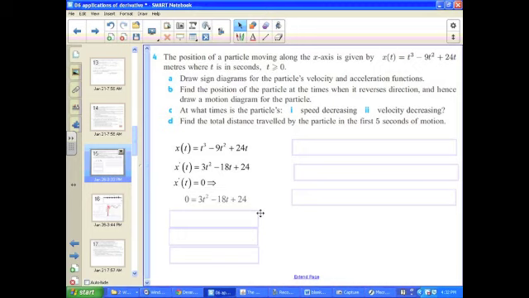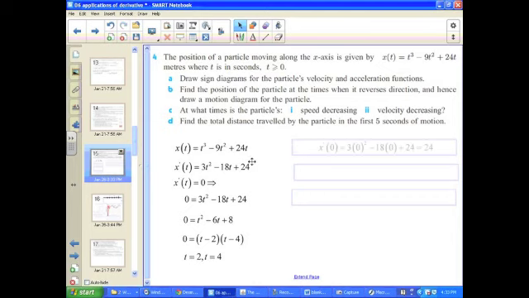I recognize that 3, 18, and 24 are all multiples of 3, so I divide both sides of the equation by 3, which makes a much easier quadratic expression for factoring. And when I factor, I get (t minus 2) times (t minus 4), which gives us t squared minus 6t plus 8. Then that tells me that when t equals 2, or when t equals 4, the velocity is 0, which means the object has stopped, and then I have to make a sign diagram.